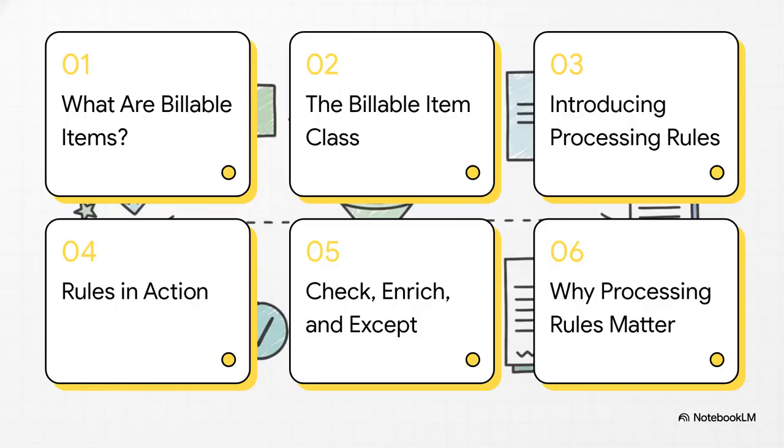All right, so here's our game plan for today. We're going to start with the absolute basics, the building blocks of this whole system, billable items. Then we'll talk about the blueprint that gives them their structure, the Billable Item Class. And finally, we're going to dive deep into the star of our show, the processing rule. This is the system's ultimate quality control inspector.